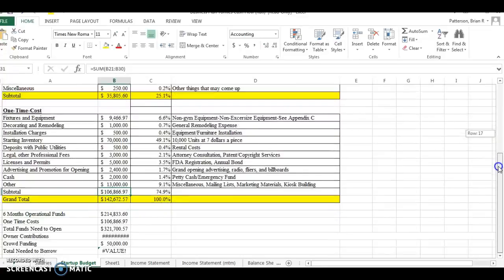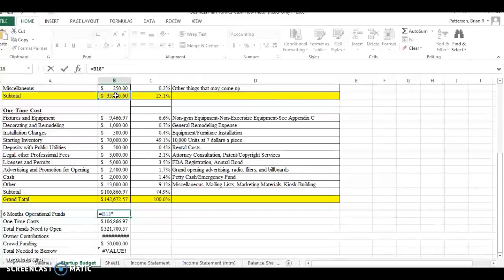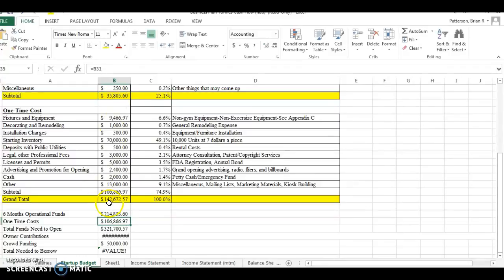Most businesses don't make enough money to pay their bills for the first 6 months to a year. So what we're going to have to borrow is 6 to 12 months of our operating costs, our bills, so we keep the doors open. So we'll take this number: you put equals whatever number's in your subtotal, and you times that by the number of months we need to borrow. Let's just go 6 months for now, and that'll come up with $214,000.